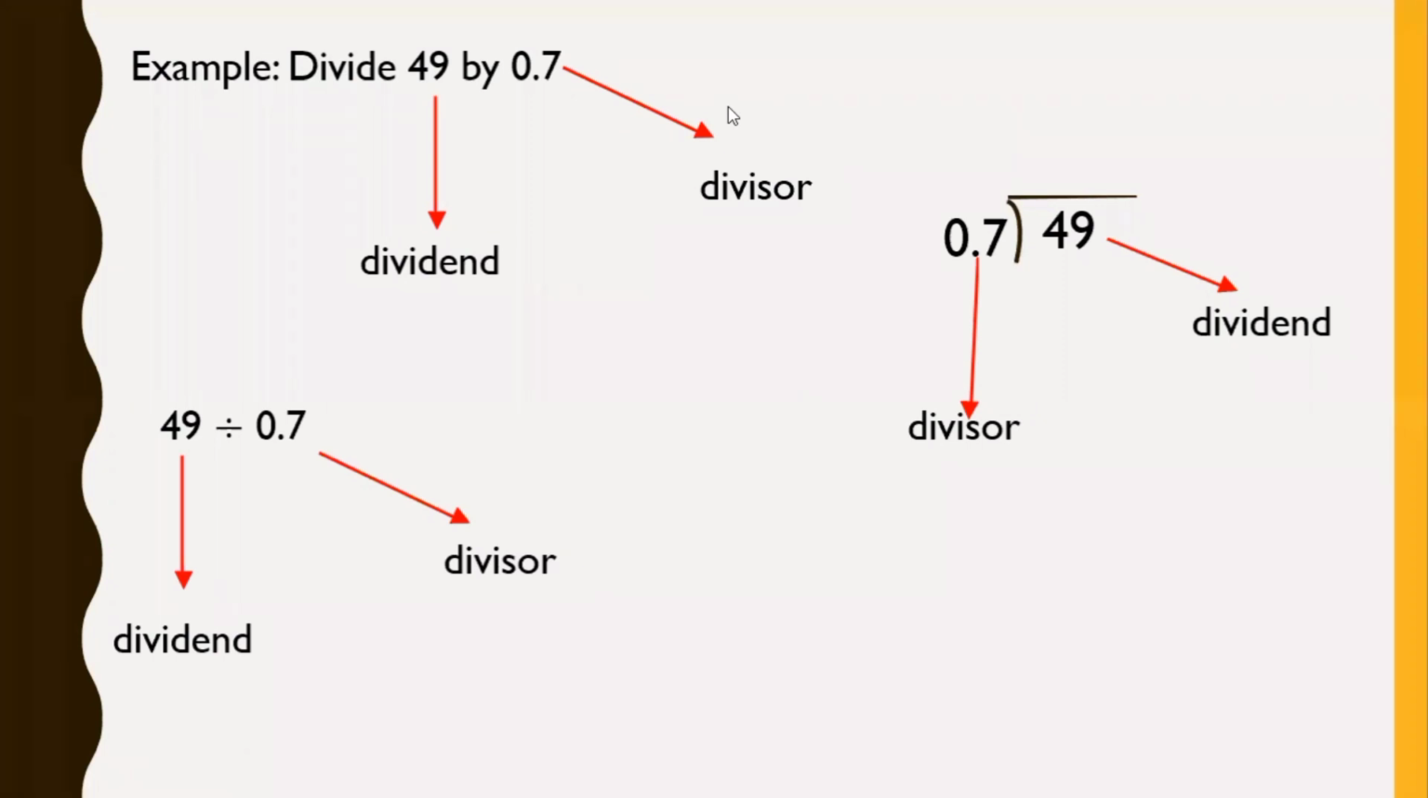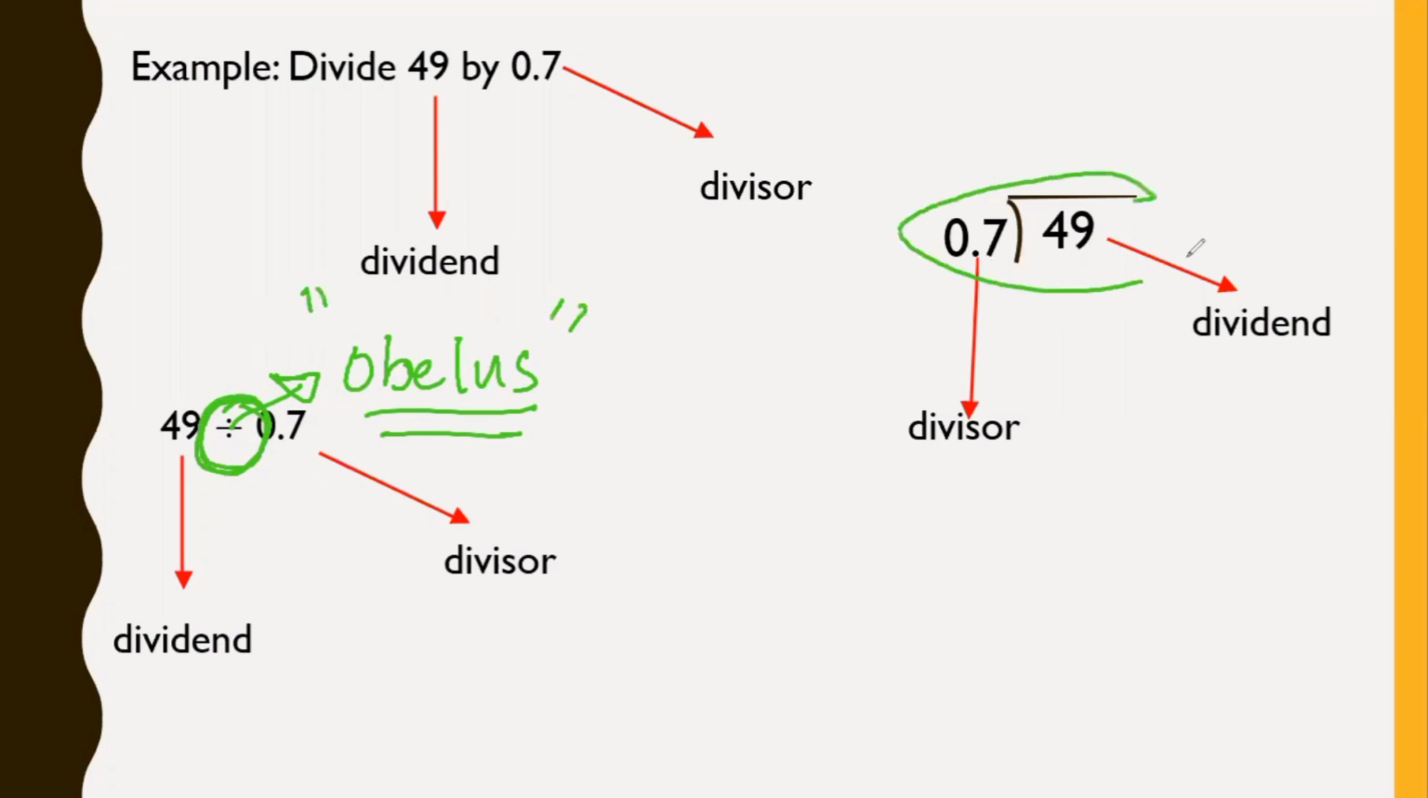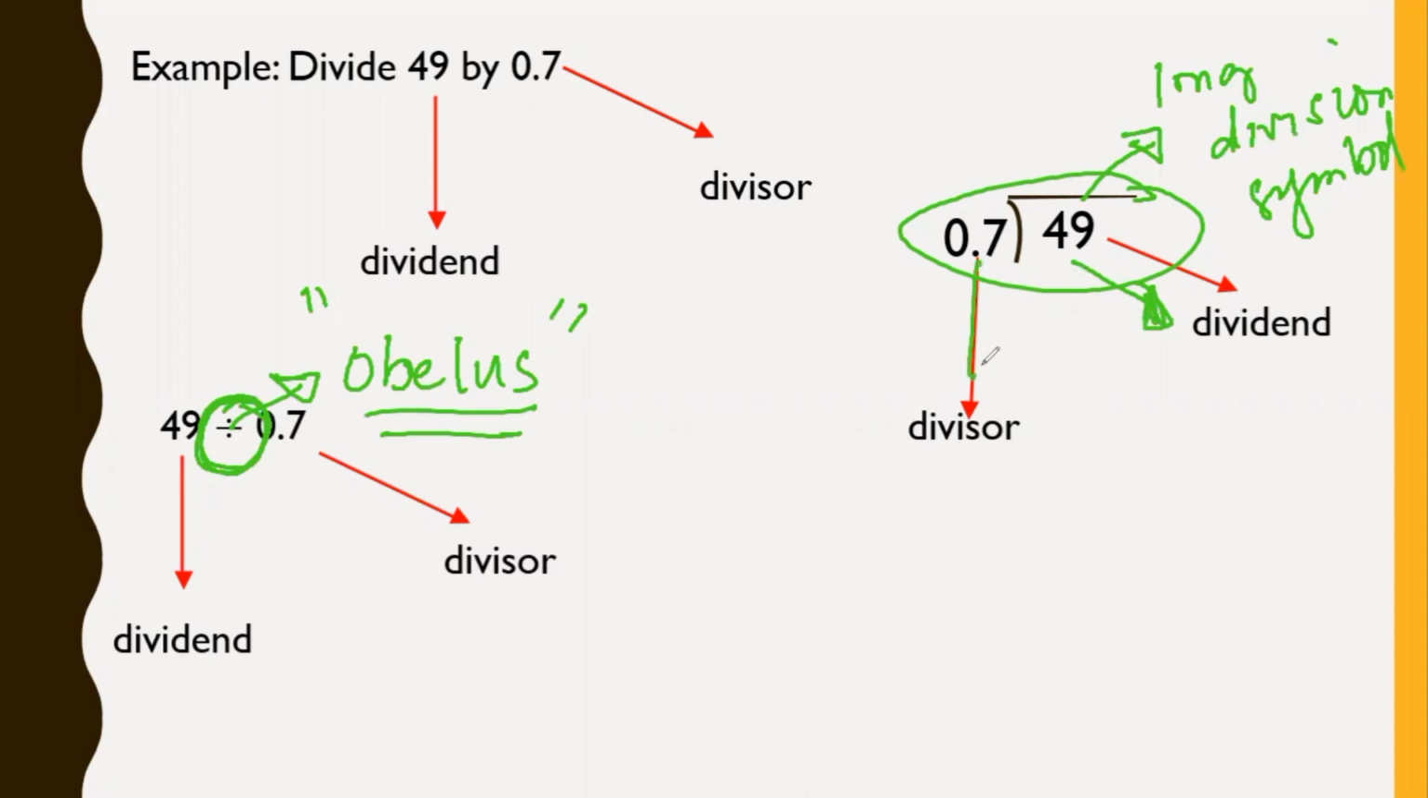Okay, let's have some trivia. This symbol here is the division symbol. It is called an obelus. This one is commonly termed the long division symbol. If we are going to use the long division symbol, the dividend should be written inside the symbol and the divisor should be written outside the symbol. And if we use the obelus, the dividend must be written first, followed by the divisor. So that is a trivia.